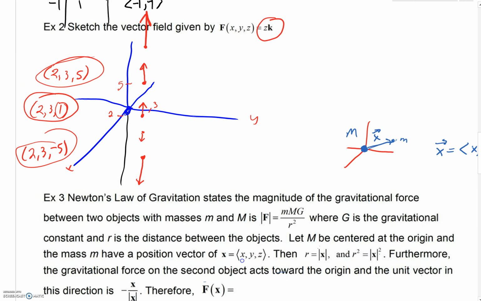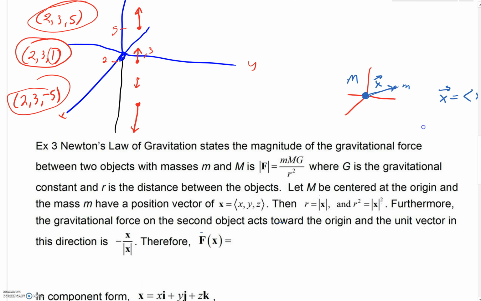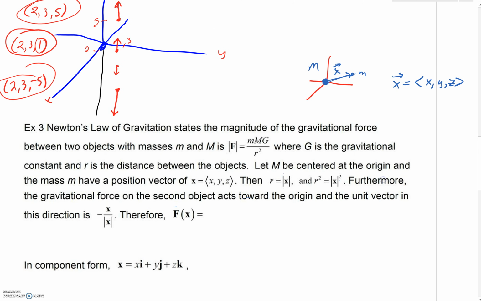Guys, in physics, one of the most famous equations that you're ever going to see is Newton's law of gravitation. Newton's law of gravitation states the magnitude of the gravitational force between two objects. You have a mass of little m and a mass of big M. Big M is generally the larger object. As we take a look at the magnitude of the force, it's just going to be little m times big M times G all over r squared. G is a gravitational constant. r is the distance between two objects.